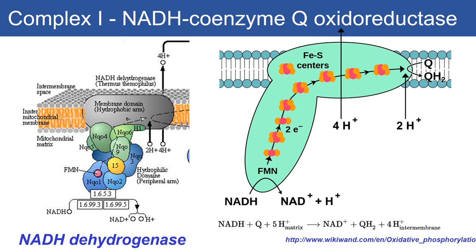All right, so let's talk about complex 1. Complex 1 is an NADH dehydrogenase. On the left-hand side, you see a complex that has 40 subunits. There's a flavoprotein, several iron-sulfur clusters, and coenzyme Q, ubiquinone. What generally happens here is we go from NADH to NAD+ and a proton, and we produce numerous protons.